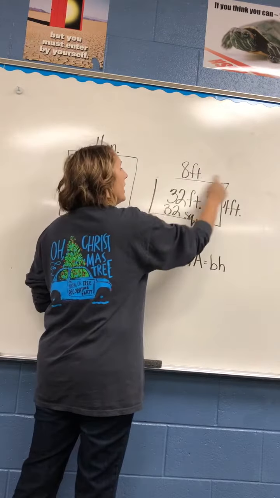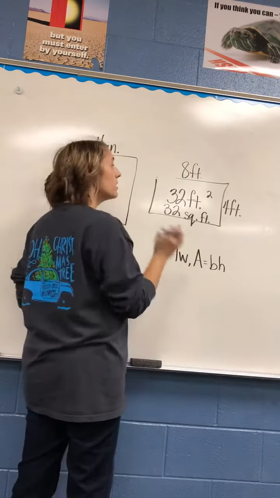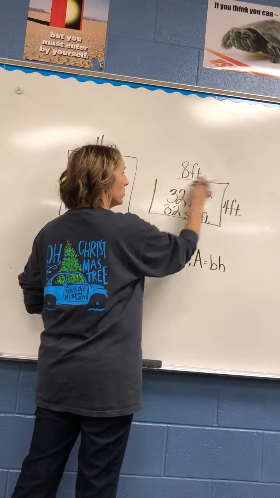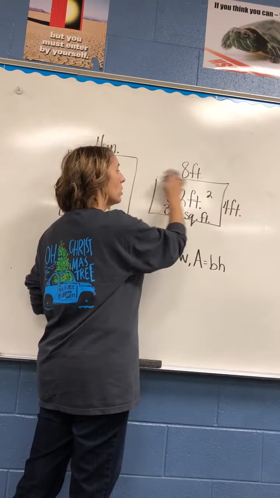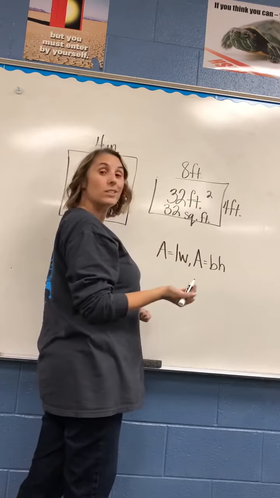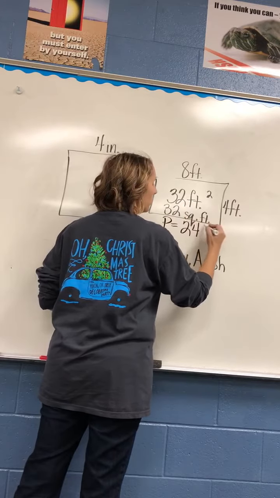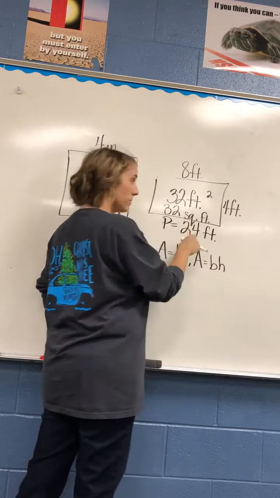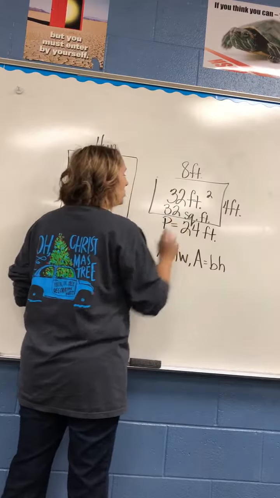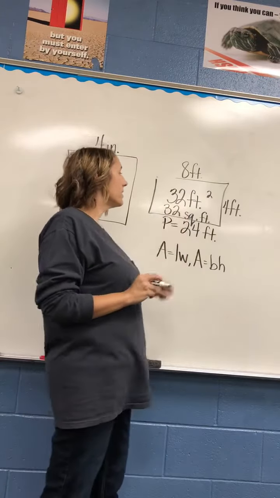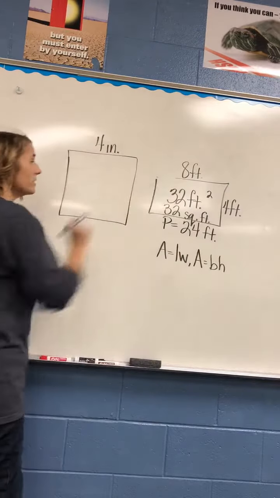So 8 plus 4 plus 8 plus 4 is how I'm going to do this. Sometimes I like to just go half and half. So what's 8 plus 4? 12. If this side's 12, I know this side is 12. So 12 plus 12 is 24. The perimeter for this would be 24 feet. Label it, but make sure you don't square this one, because perimeter is not squared, only area. So the perimeter here is 24 feet, and the area here is 32 square feet. That's how we do that.